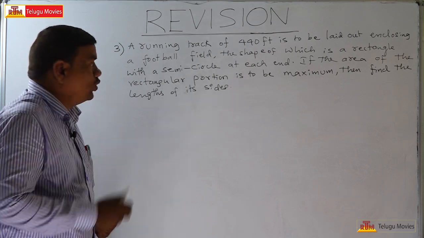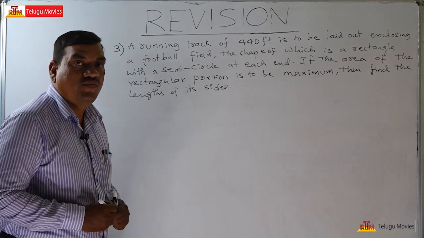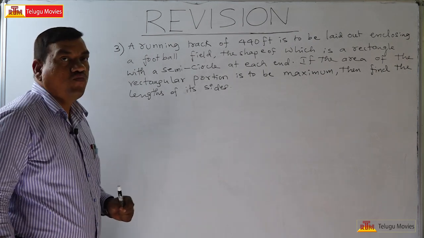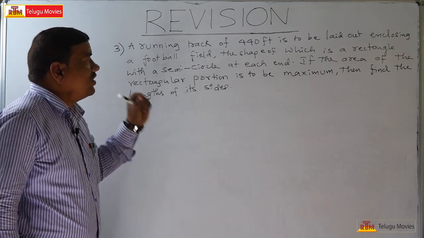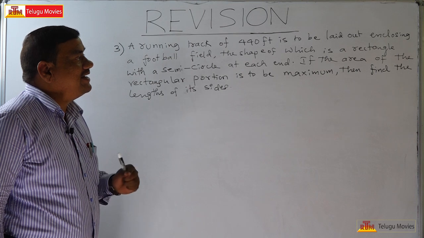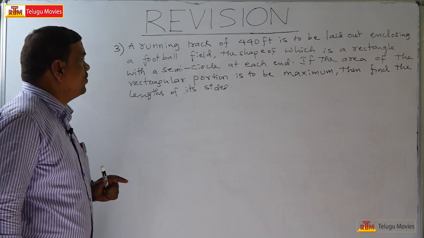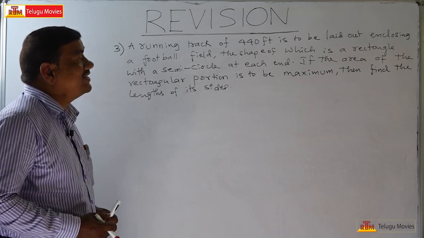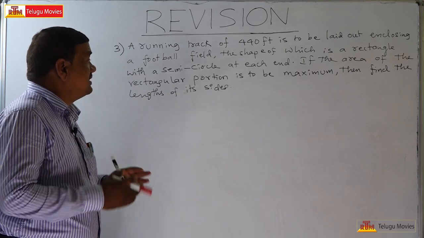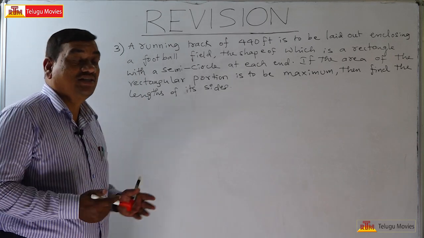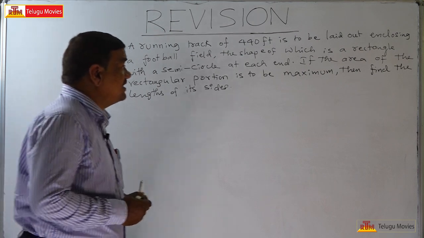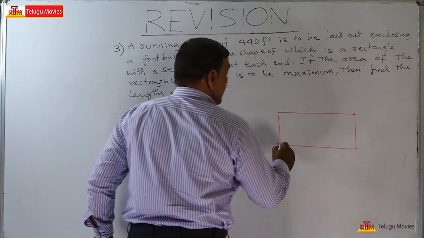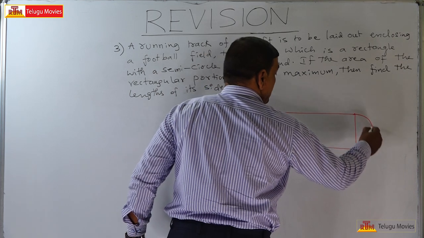Hi students, welcome to this problem. So, this is an application of differentiation problem. So, see this problem. A running track of 440 feet is to be laid out enclosing a football field, the shape of which is a rectangle with a semicircle at each end. That means it is a rectangle and it has a semicircle at each end.